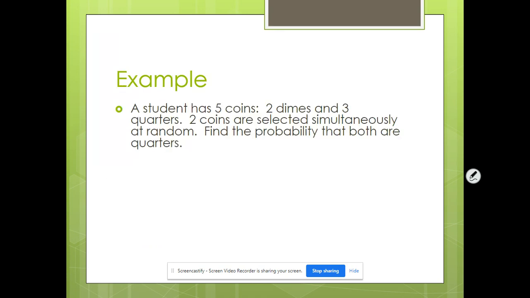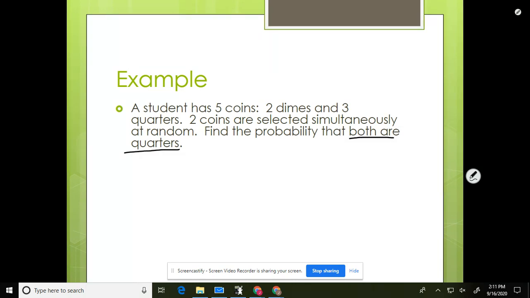So example 1: I've got 5 coins, 2 dimes and 3 quarters. I'm drawing 2 coins simultaneously. I want the probability that both are quarters. That's my event. So remembering, I want to find how many ways my specific event can happen, in other words drawing 2 quarters out of these coins. And then my denominator is the number of total ways this can happen. It doesn't matter the order these are drawn in, like quarter 1, quarter 2 doesn't matter. So that tells me I'm going to use combinations here.